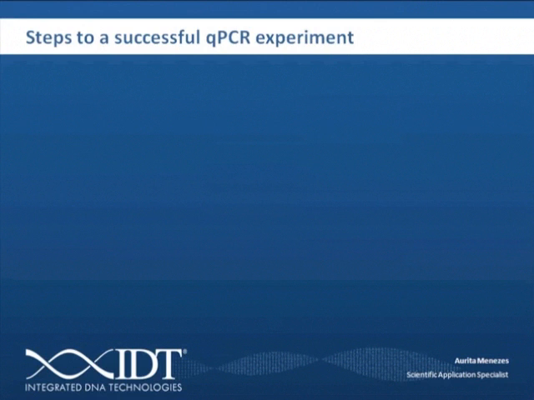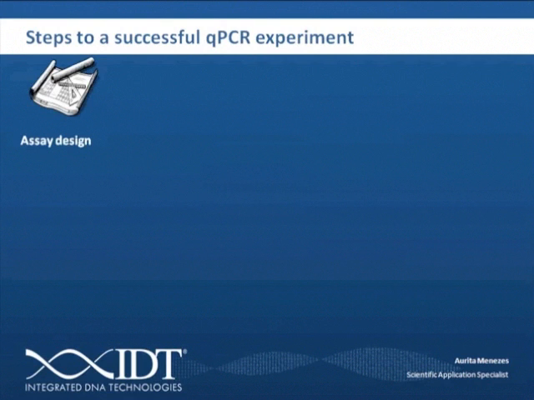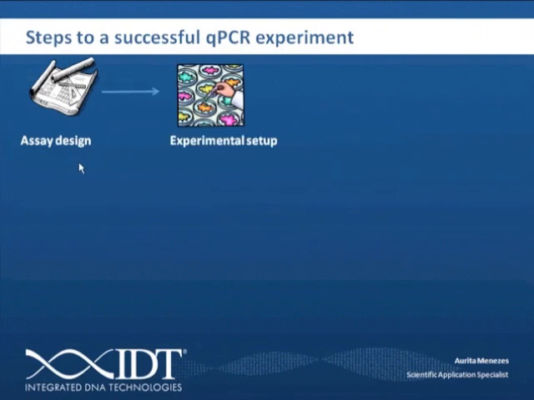So what goes into a successful qPCR experiment? First and foremost, you have to start with excellent primer and probe design to make sure they have the right TM, the right sequence complexity in terms of location and secondary structure. Following that, you want to make sure that you have the right number of biological replicates, the controls that are needed, so that the data that you obtain is valid.